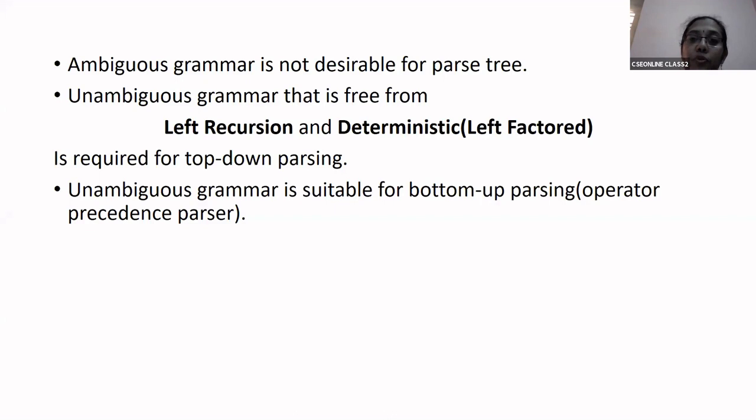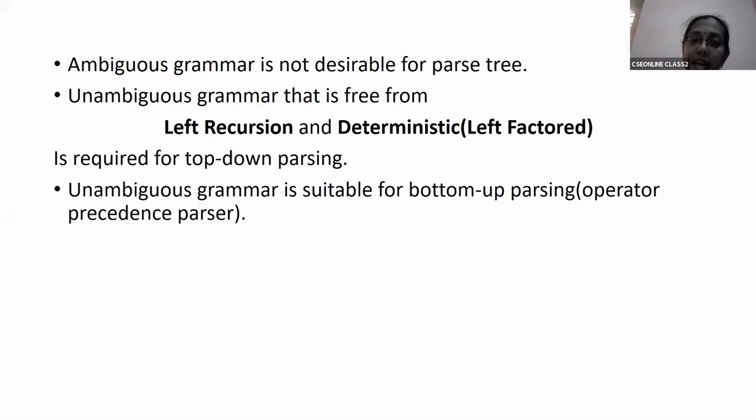So before you take an example and try to parse the string using the grammar, you should make sure of three things. What are the three things? First of all, your grammar should not be ambiguous. The second point is your grammar should be free from left recursion, and your grammar should be deterministic. For deterministic, the grammar has to be left factored.